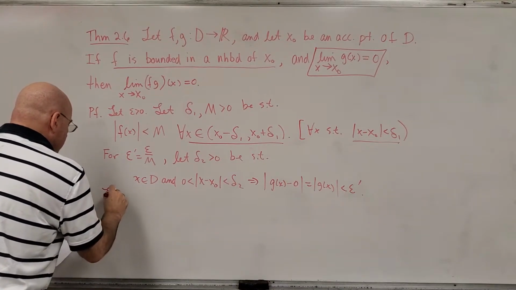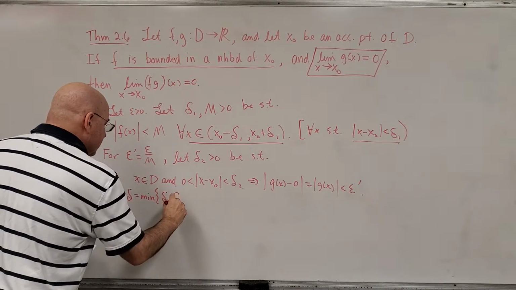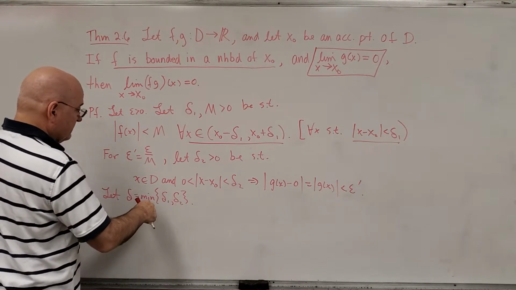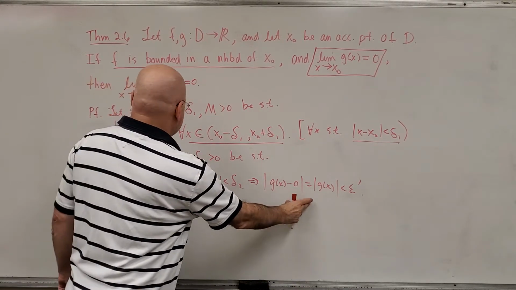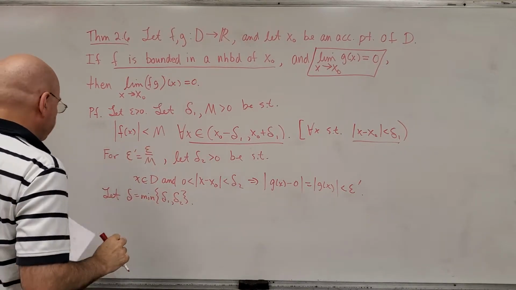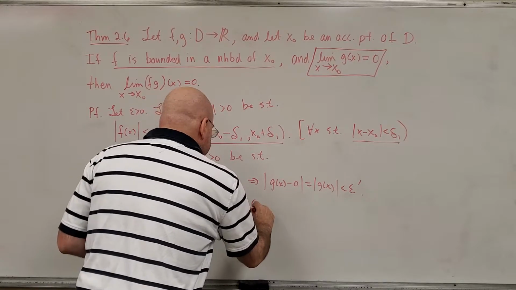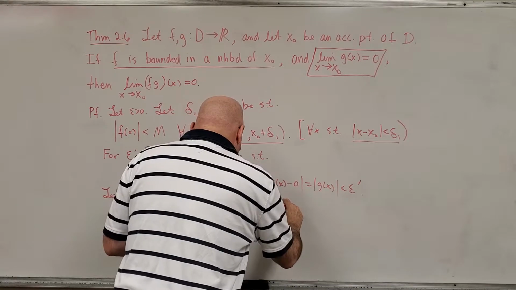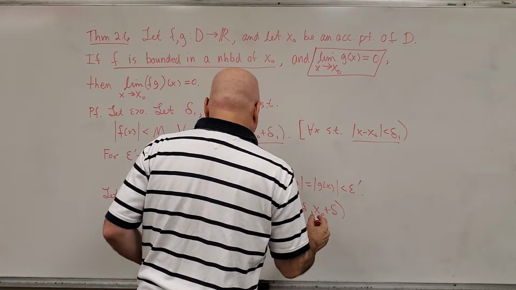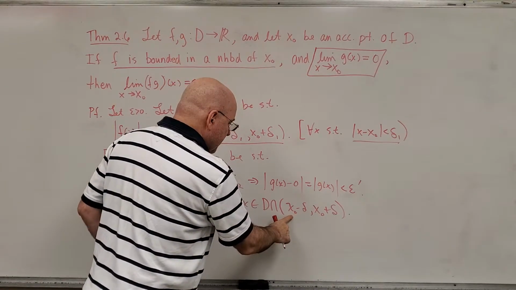I need to find a delta, so I'm going to take my delta to be the minimum of the delta 1 that we talked about and the delta 2 that we talked about. Therefore, this would be true because as long as x is within delta of x naught, and if this is true, that's true. And this would also be true, which means this would be true as well. Okay, so I've got my delta, and maybe you can just continue this by saying, and let x be in this set. So this is kind of my hypothesis. This just says x can be any number within delta of x naught, and as long as it's in the domain.